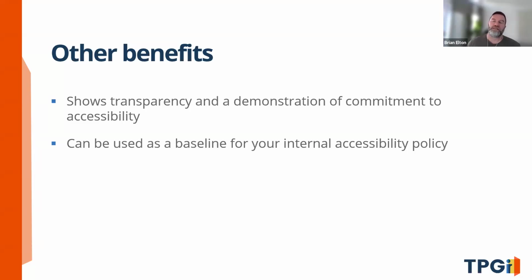And you can also use the results of the process of getting a VPAT, which we'll get to shortly, as your baseline for your internal accessibility policy. To see where you need to fix things first. What are the most important things?